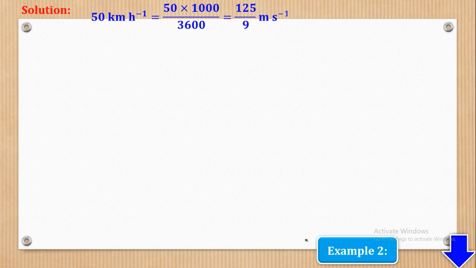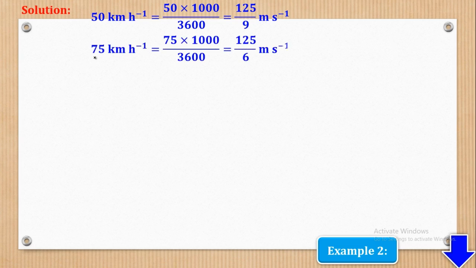So first we are going to convert from kilometers per hour to meters per second. So when I convert, for example, 50 kilometers, so kilometers to meters I have to multiply by 1,000. Then from per hour to per second I have to divide by 3,600. So when I do that, I'll come up with 50 kilometers per hour being equal to 125 over 9 meters per second. So I'm going to do the same for 75 kilometers per hour, and I'll come up with 125 over 6 meters per second.